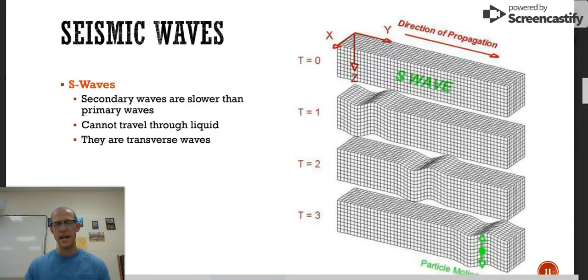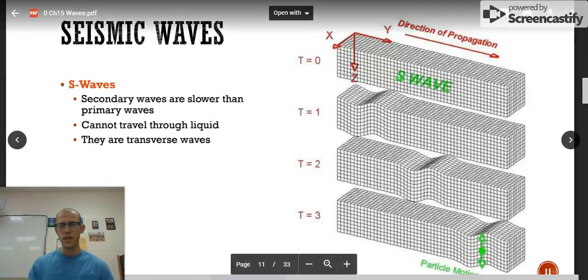Next, we have the S wave. That is the secondary wave. S meaning secondary. They are slower. They follow right behind the P wave. They cannot travel through liquid. So we're going to see a diagram in a bit about Earth and where P waves travel through the Earth, and where S waves will travel and where they can't travel. They cannot travel through liquid, so just remember that. And they are transverse waves. Remember, transverse waves are the ones like the wave you would do in a crowd.